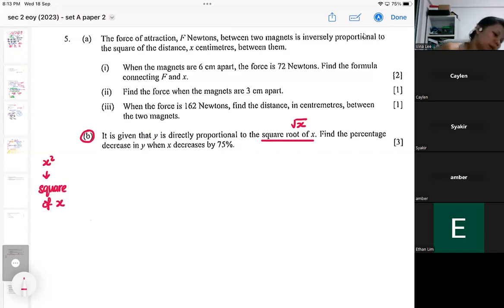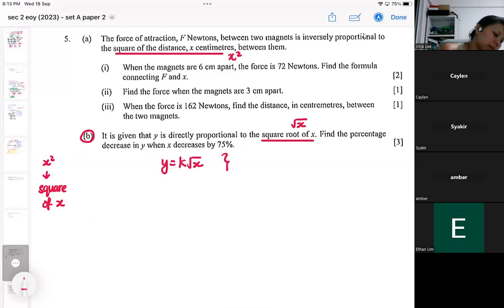Okay, so for example, here, this is the square of x. I think some of you never see this part, you put it as x. So this is supposed to be x squared. So square of x and square root of x are different. So in this case, y is directly proportional to this.